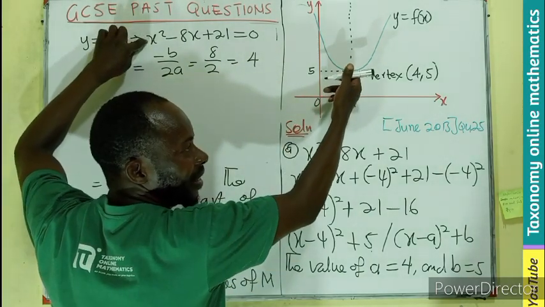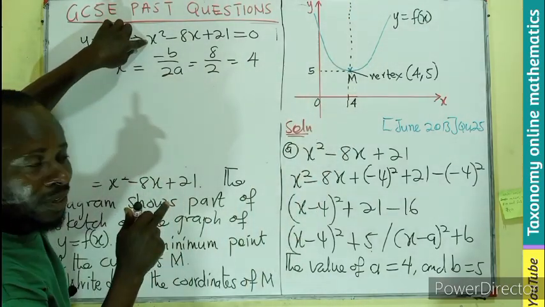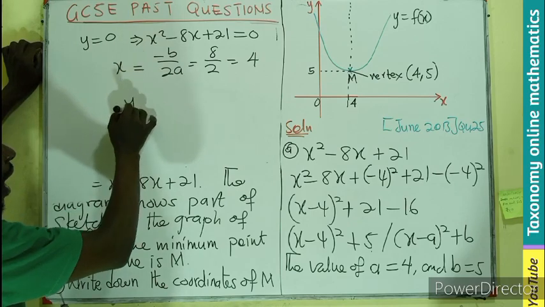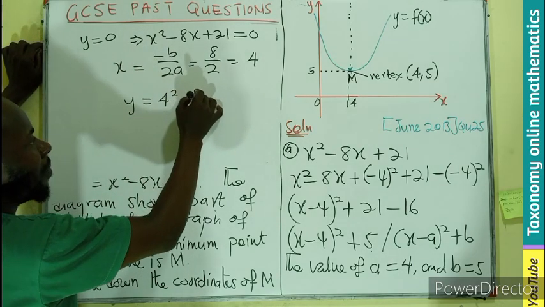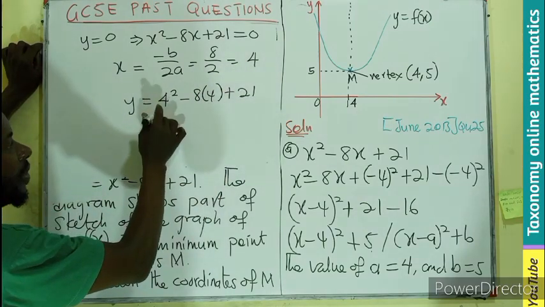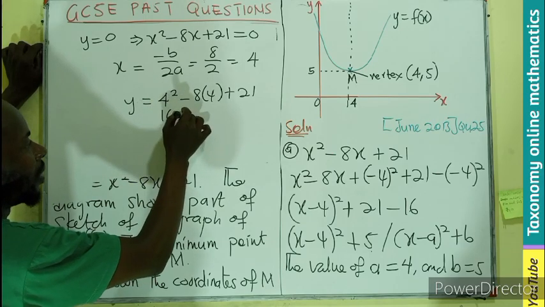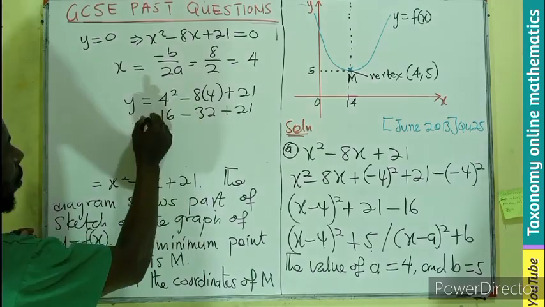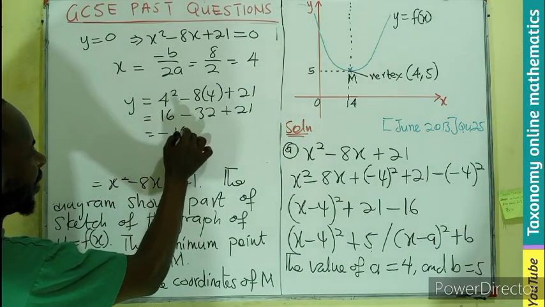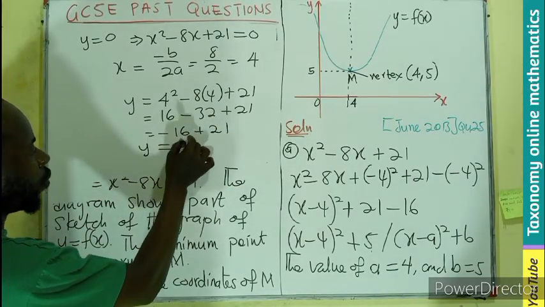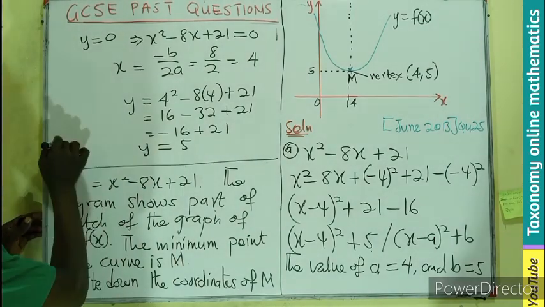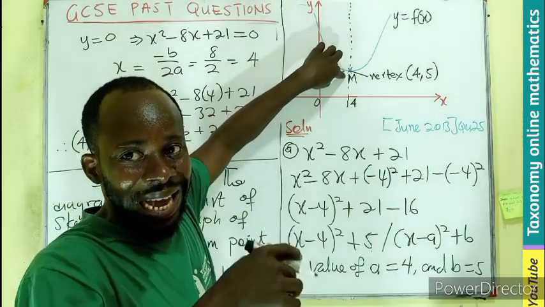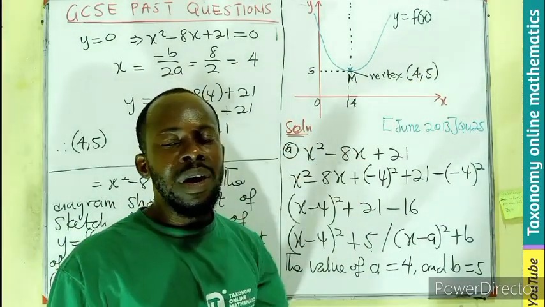So it means at the vertex, the line of symmetry will pass through 4, which we are seeing there. Then to find the y counterpart, we introduce 4 into this equation, meaning y equals 4 squared minus 8 times 4 plus 21. This will be 16, then we have minus, the whole of this will also be 32, plus 21. We know that 16 minus 32 will give you minus 16, plus 21. y will be equal to 5. So we can see that the vertex will be x value 4, y value 5. That is the vertex. So the coordinates of the turning point, which is the M that we are looking for, will just be 4 and 5.